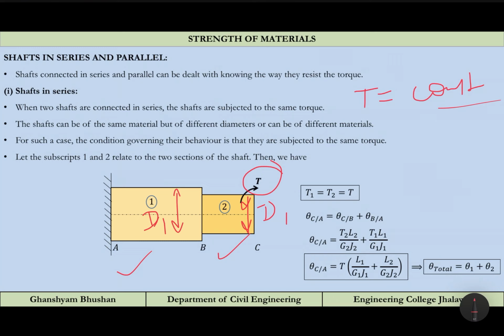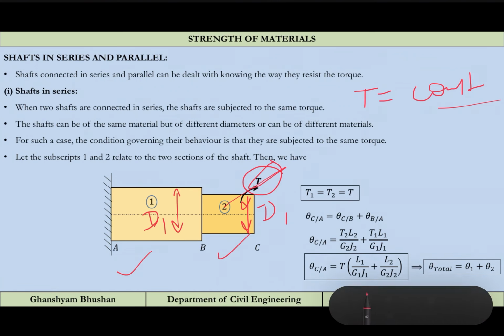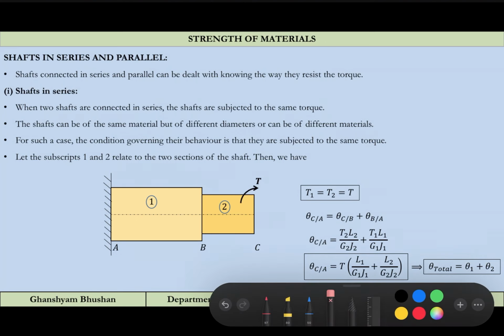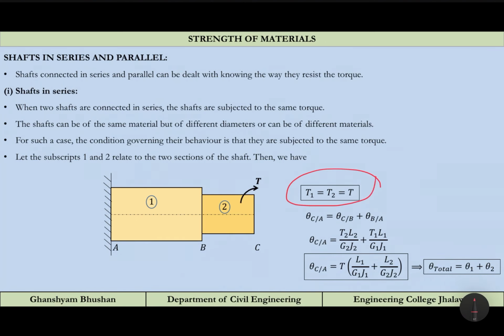So how can we proceed with the analysis? Let the subscripts 1 and 2 relate to the two sections of the shaft, section 1 and section 2 as shown in the figure. What was the basic condition? T1 and T2 will be equal to capital T, because the registered torque should be the same for both the materials. So T1 will be equal to T2 will be equal to capital T.